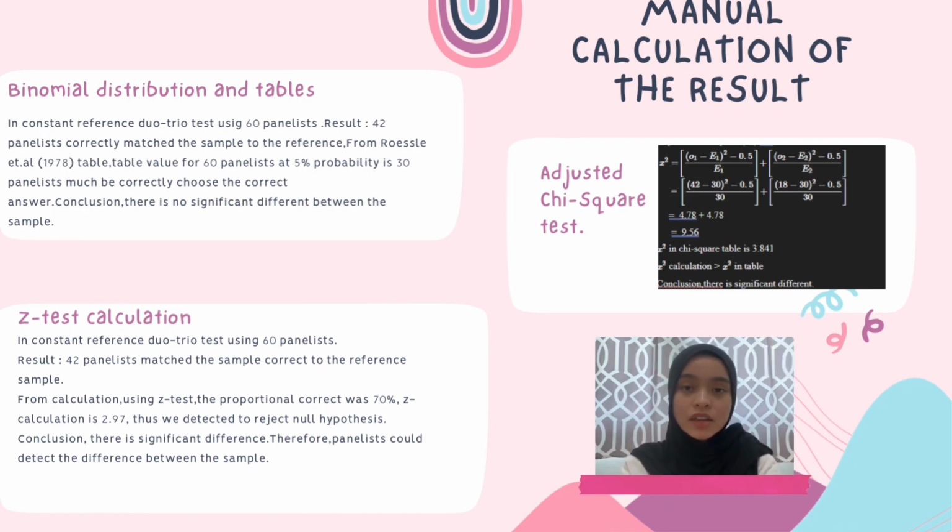Last but not least, from the z-test calculation, the proportion correct was 70% and the z calculated is 2.97. Thus, we reject the null hypothesis. As the conclusion, there is a significant difference between the samples, so the panelists could detect the difference between the samples.